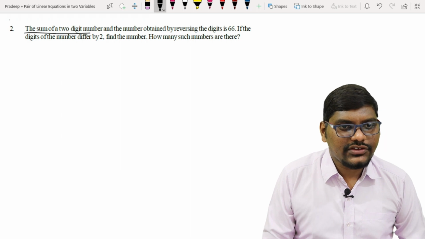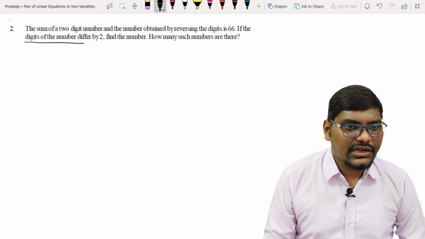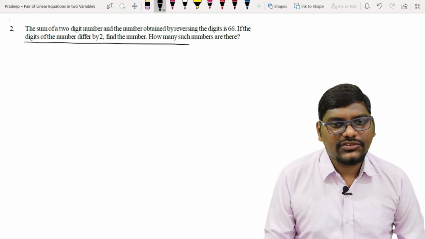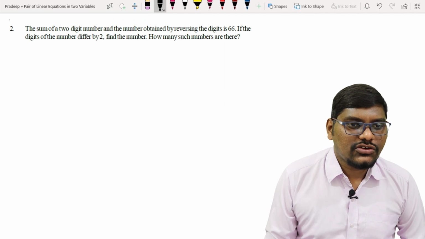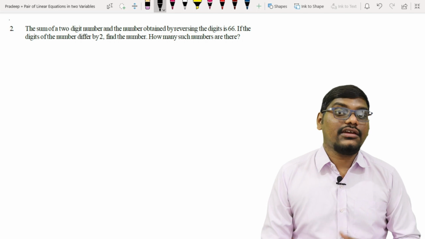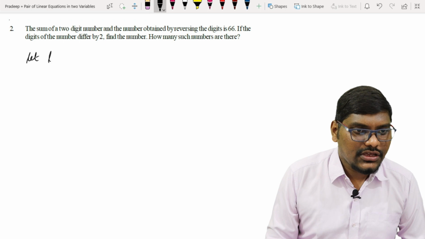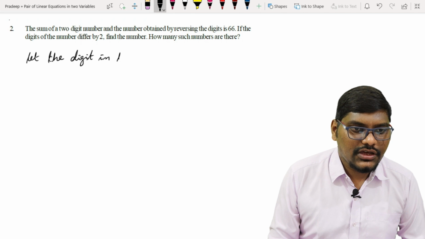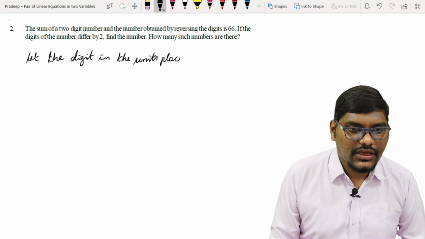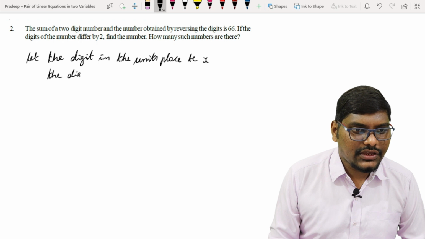The sum of a 2-digit number and the number obtained by reversing the digits is 66. If the digits of the number differ by 2, find the number. How many such numbers are there? Okay, so we don't know what the number is, so I'll take the units place as x and the tens place of the number as y. So we will write: let the digit in the units place be x, and the digit in the tens place be y.